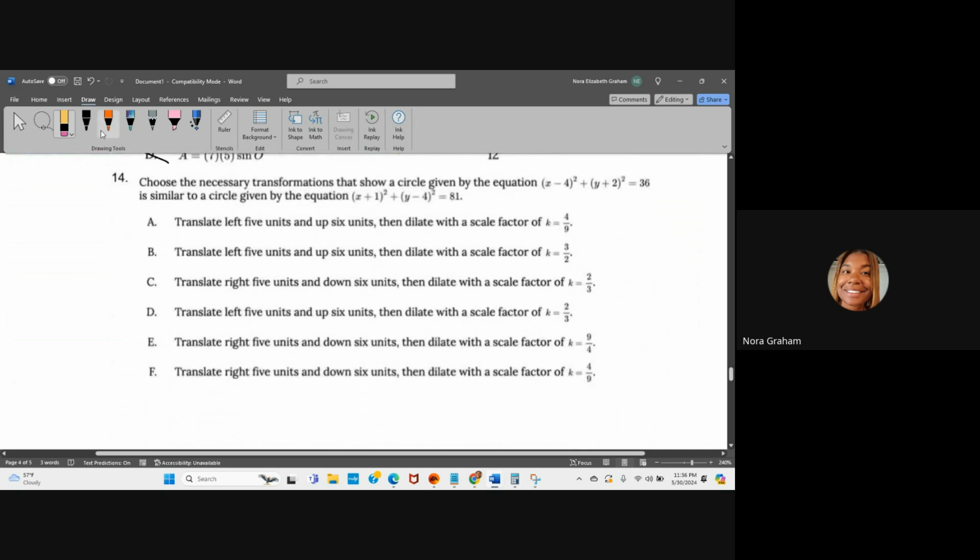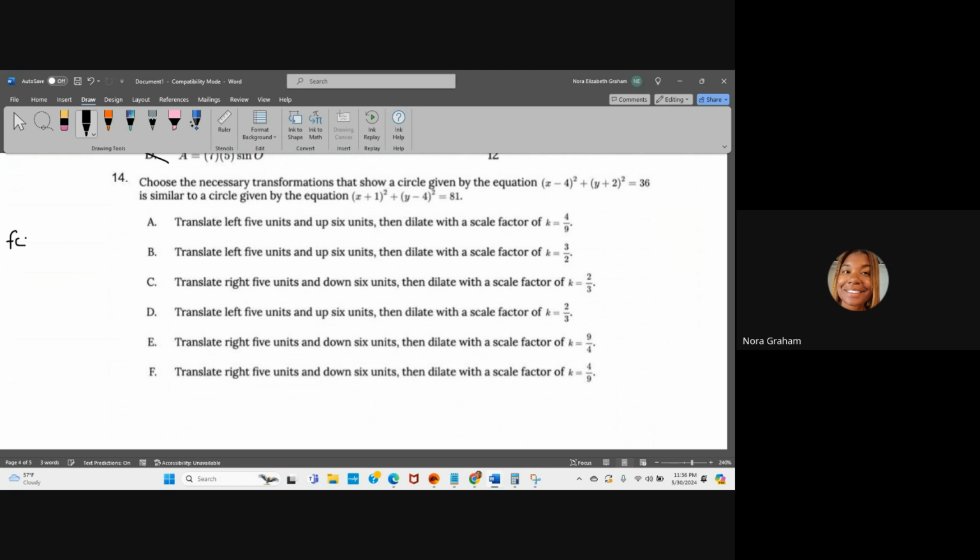All right, 14. Choose the necessary transformations that show a circle given by the equation (x − 4)² + (y + 2)² = 36 is similar to the circle given by the equation (x + 1)² + (y − 4)² = 81. So let's remember the parent function of a circle. The parent function of a circle is going to be f of x.